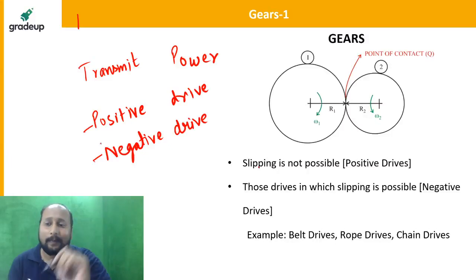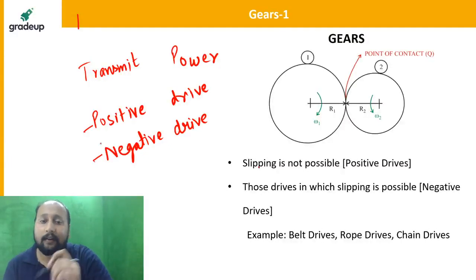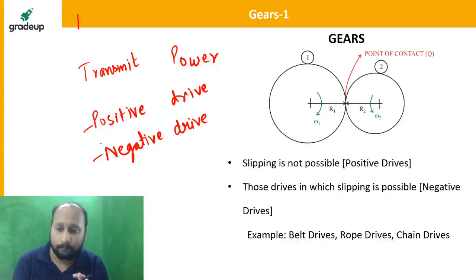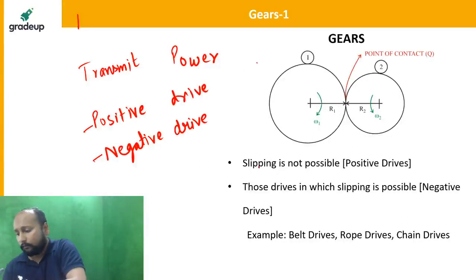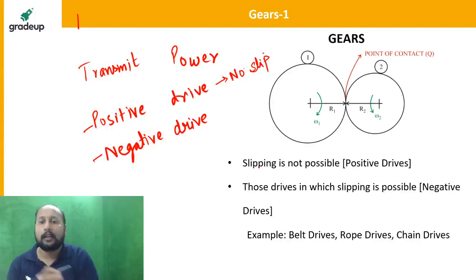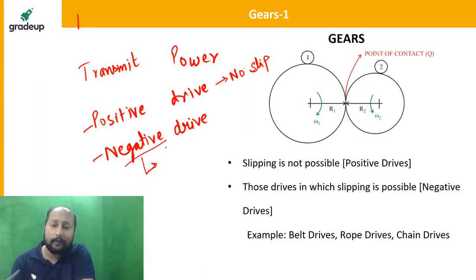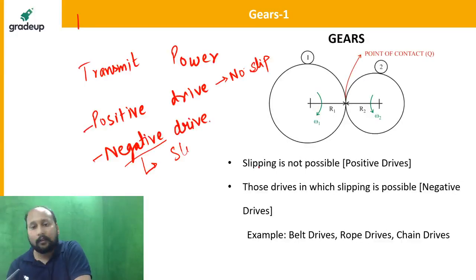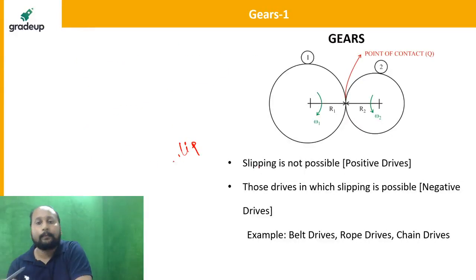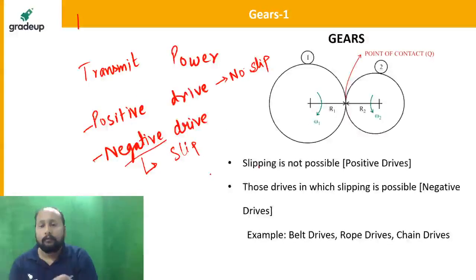Fine. So positive drive is basically that power transmission medium in which there is no slip. When there is no slipping, then only we are using positive drive, where slipping is not possible. Now, negative drive is basically those power transmission media where slip is there, where there is a slip criterion. Is that clear? Where there is a slip criterion, there will be a negative drive.